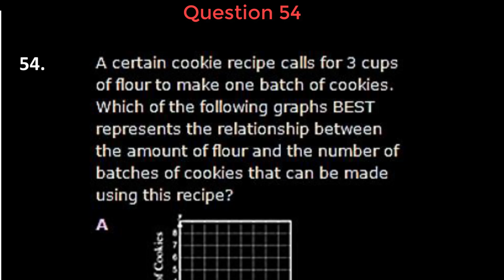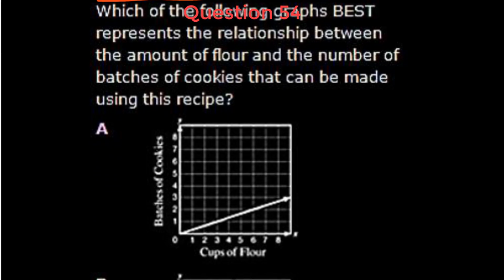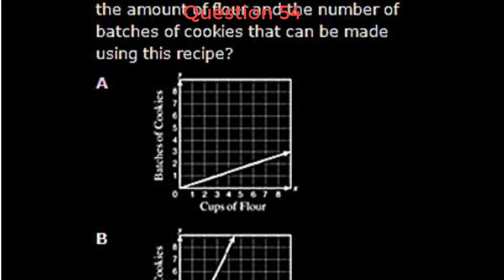Question number 54. A certain cookie recipe calls for 3 cups of flour to make 1 batch of cookies. So let's look at our graph. Which graph gives us the exact same numbers? For 1 batch of cookies, as you see, the batches are given on the y-axis. I'll have 3 cups of flour, which is correct on A. So A is going to be our answer.